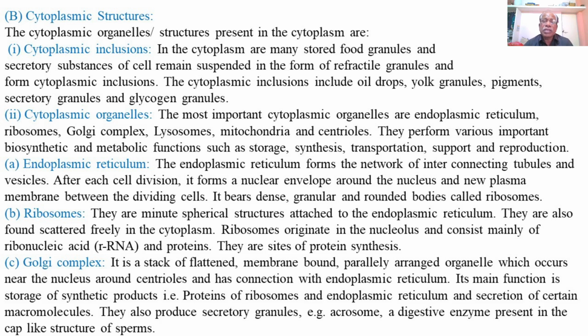They also produce secretory granules, or products such as the acrosome, a digestive enzyme present in the cap-like structure of the sperms. So the Golgi bodies of the sperm secrete the structure of the head of the sperm, consisting of the acrosome, which contains some digestive enzymes present in the cap-like structure of the sperm that are secreted by the Golgi bodies.